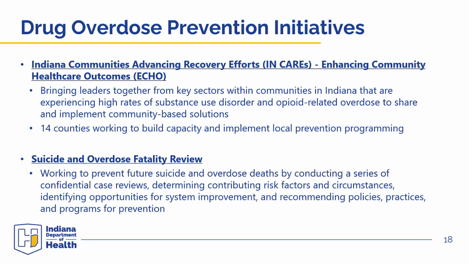Also, we have the suicide and overdose fatality review teams. So we're working to prevent further suicide and overdose deaths by conducting a series of confidential case reviews. This is where communities come together. Again, we try to bring to the table all of the service providers. So we have the coroners, the emergency departments, the local health departments, and the service providers. Those communities bring those individuals together and do case review for both suicides and overdoses.